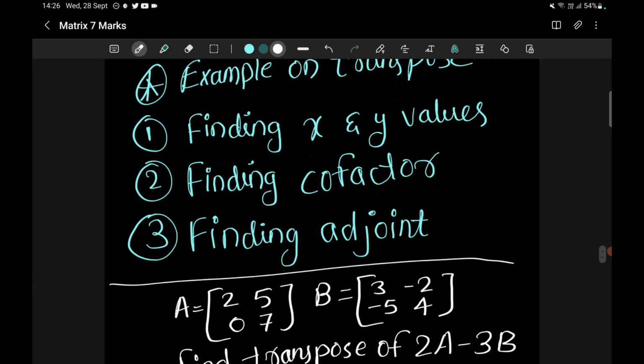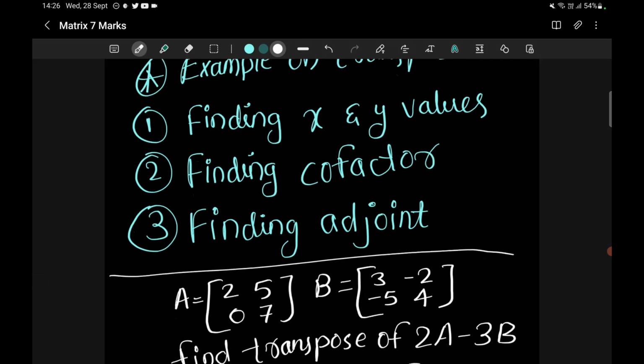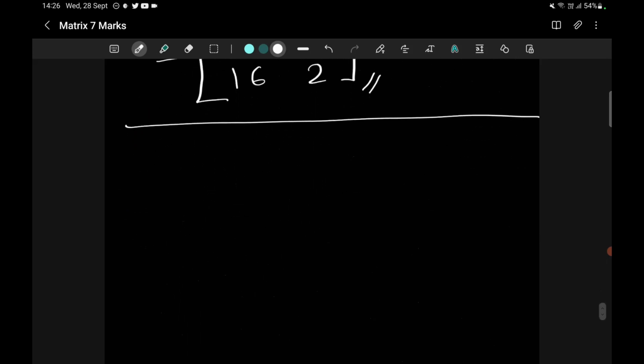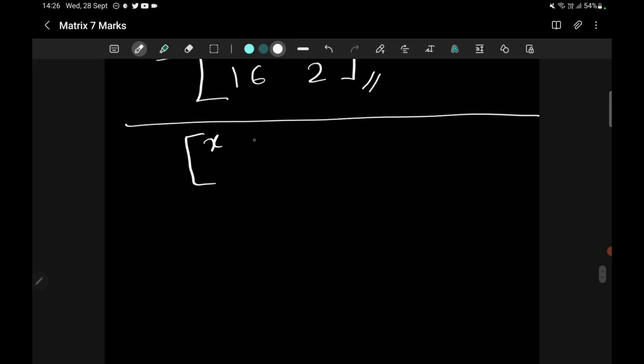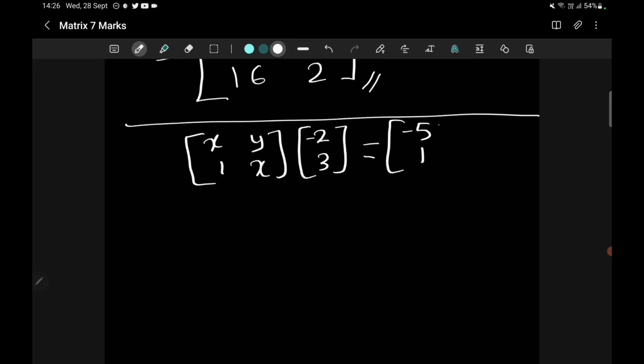Now we will see one more example on finding x and y values. For that we will take one example. Usually in exam they will give questions like this: the matrix [x, y] times the matrix [1; -2, 3] is equal to [-5, 1], and they'll ask to find x and y.